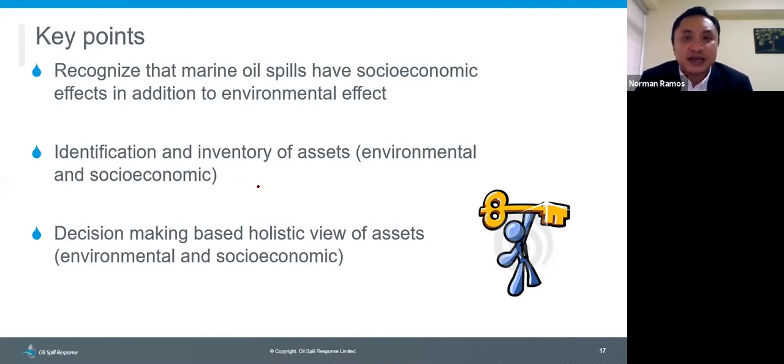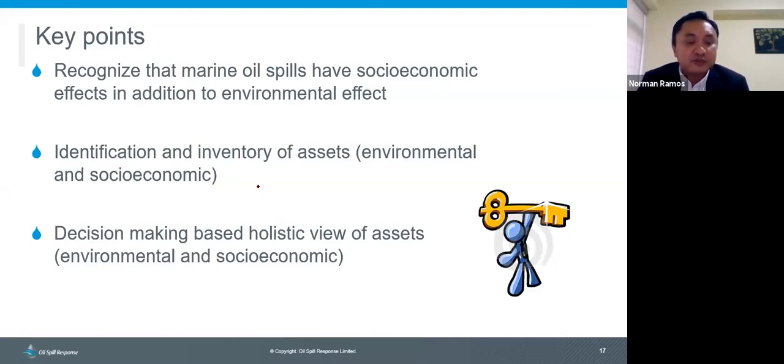How are you going to do that? Once you recognize this fact, it would be good to identify an inventory of assets. So what will be the assets around your operation area? Are you surrounded by fish farms? Are you surrounded by ports? Do you have sensitive shorelines near your area? All of this must be identified and put in an inventory, and that will make your decision-making easier in an unlikely event of an oil spill.